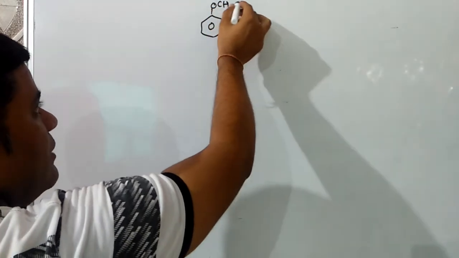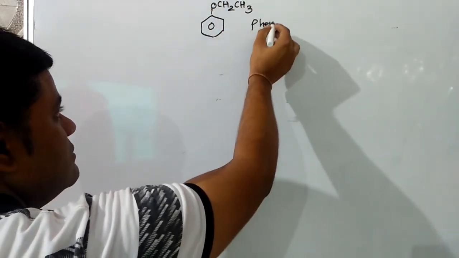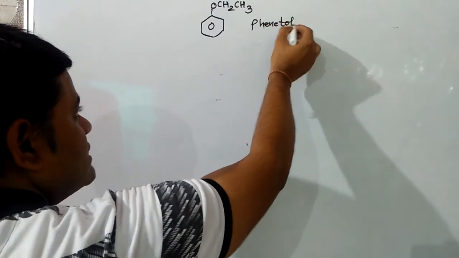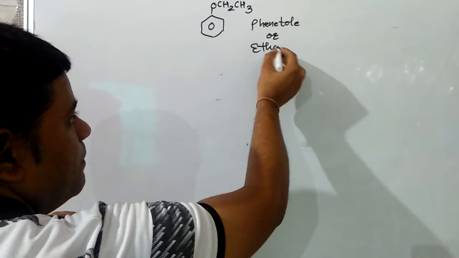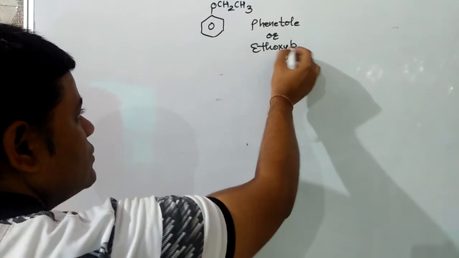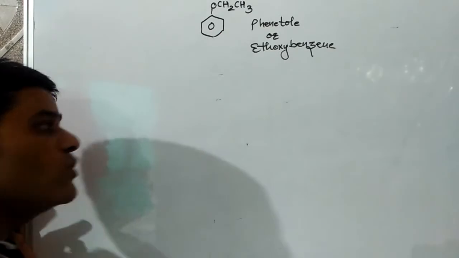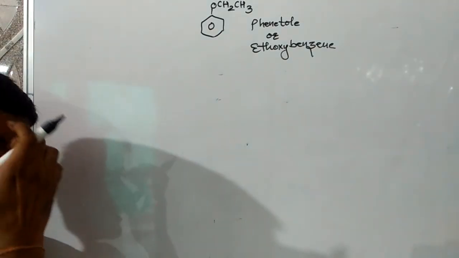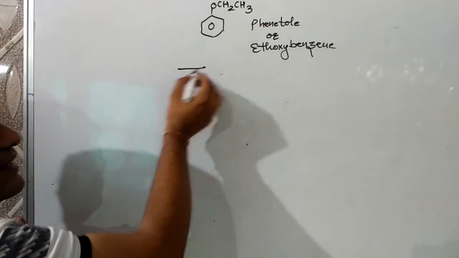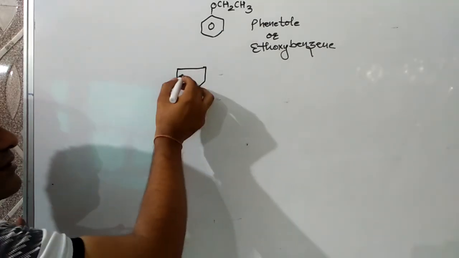The common name for this compound is phenetol, and the IUPAC name is ethoxybenzene. Now we have to discuss cyclic ethers, and the first one will be furan.